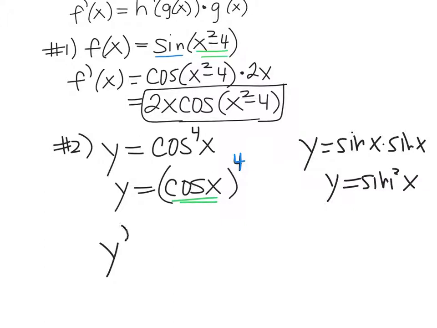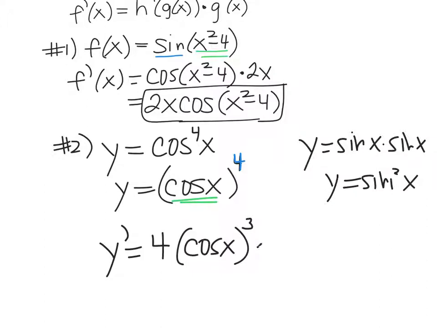So y prime. Take the derivative of the outer function. The outer function is just a power rule. We don't even care what's inside of here. It's something to the fourth power. What do you do with that fourth power? You bring it down, you leave stuff alone, and you subtract 1 off. Isn't that what we do with the power rule? Yeah. You bring the 4 to the front, leave it alone inside, subtract 1 off.